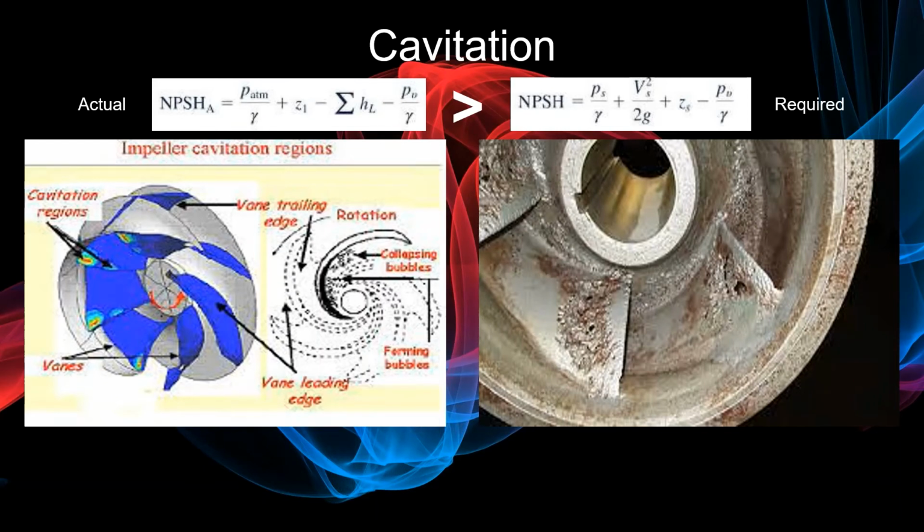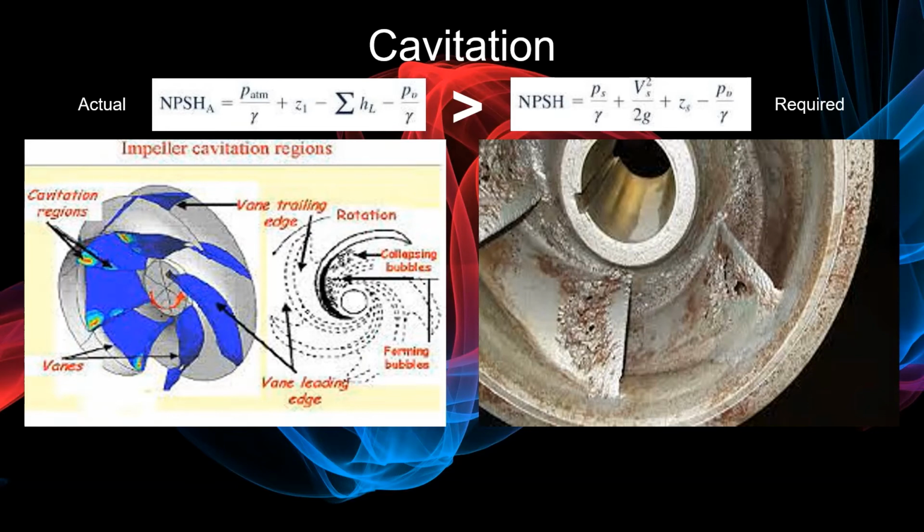Cavitation is when the liquid pressure at a location is reduced to the vapor pressure of the liquid and bubbles form. Cavitation is most likely to occur at the impeller eye, as that is the spot in the pump where pressure is the lowest. This can damage the impeller and pump and result in a loss of efficiency. To prevent this, the actual net positive suction head must always exceed the required net positive suction head.